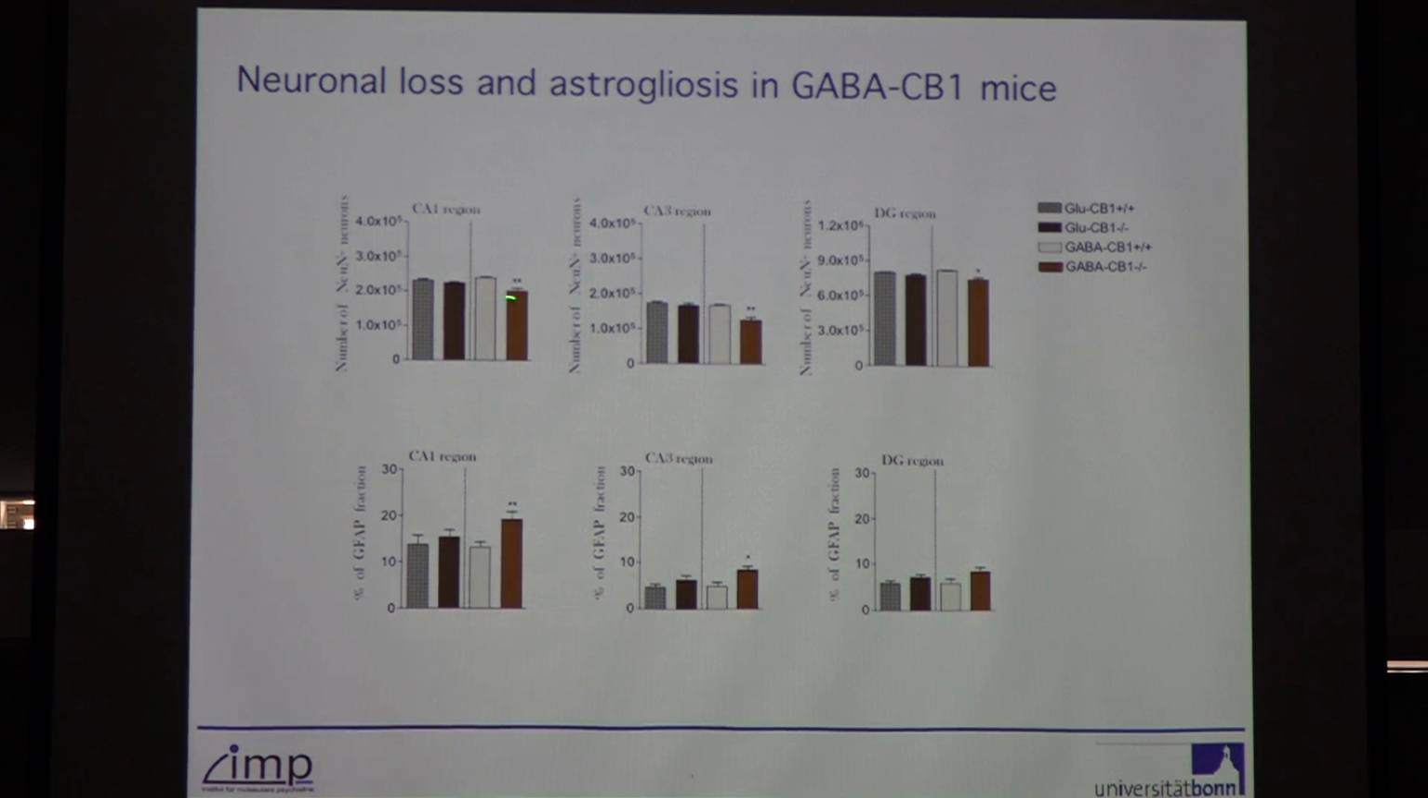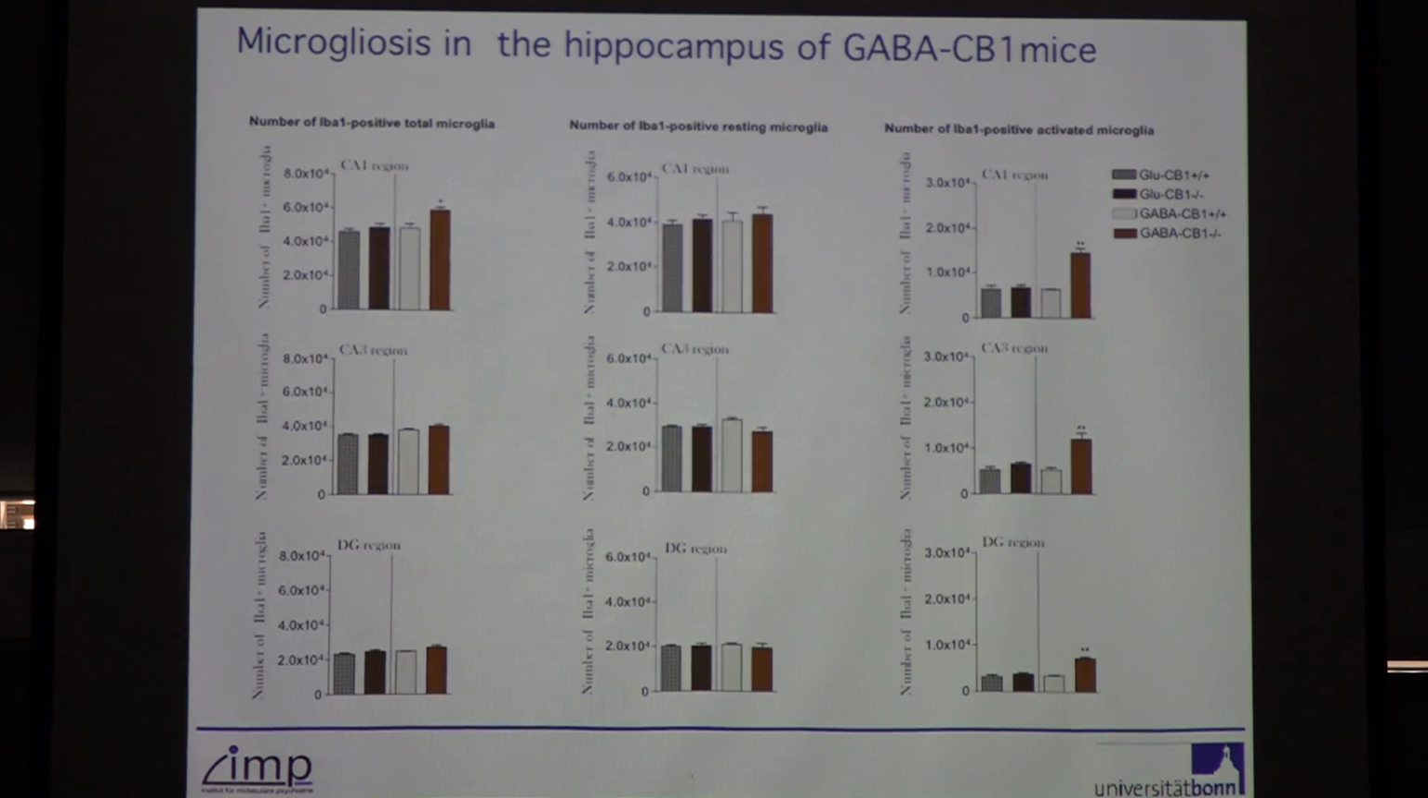That's important here. This shows you neuronal loss. This shows you astrogliosis. So the number of neurons is lower. Astrocytes go up. We also have the number of activated microglia cells increases in the CB1 receptor in the GABA-specific knockout mice.